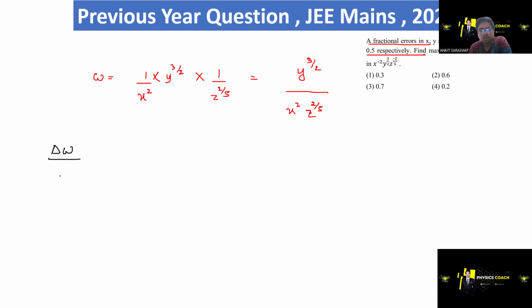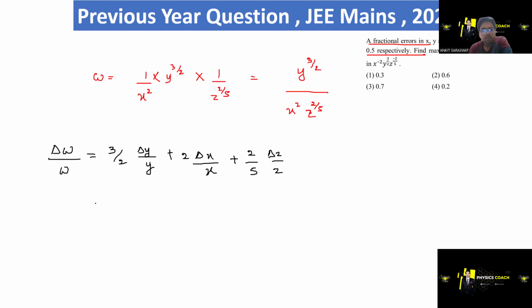Delta w by w equals 3 by 2 delta y by y plus 2 delta x by x plus 2 by 5 delta z by z.